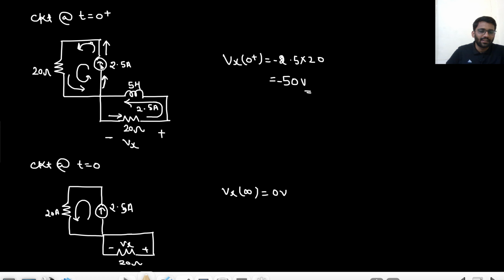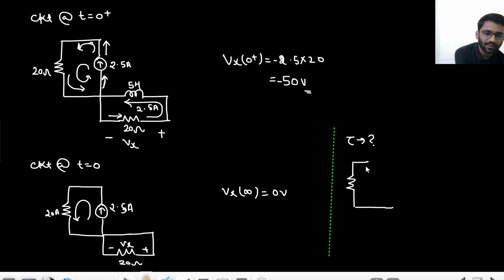What will happen? This current source will be open circuited. This 20 ohm will have no path. Like for time constant, what will you do? You need to find the time constant, right? So what will you do? This 20 ohm will remain there like this because the current source will be open circuited. And this is your 5 Henry and this is your 20 ohm.